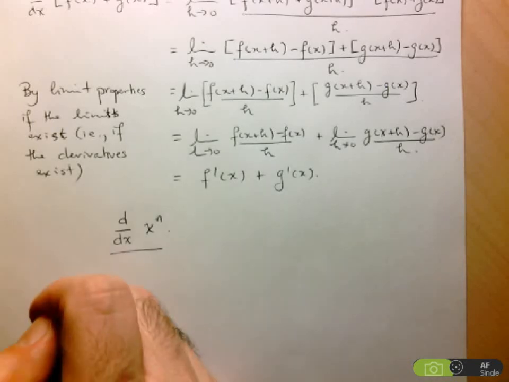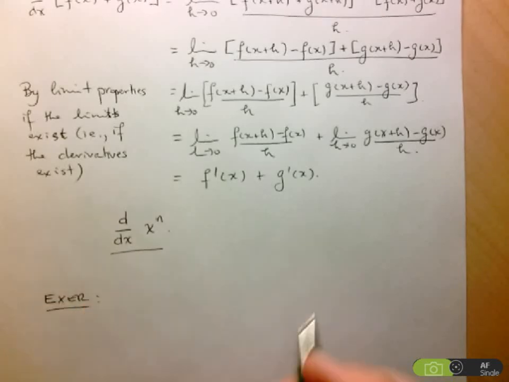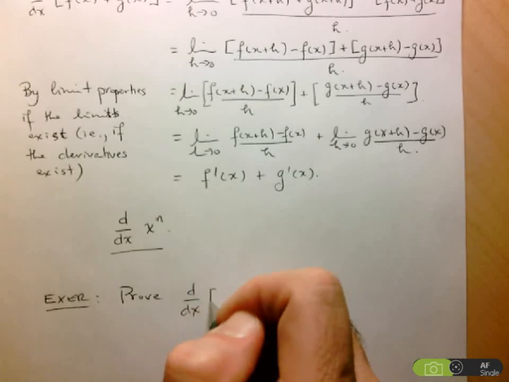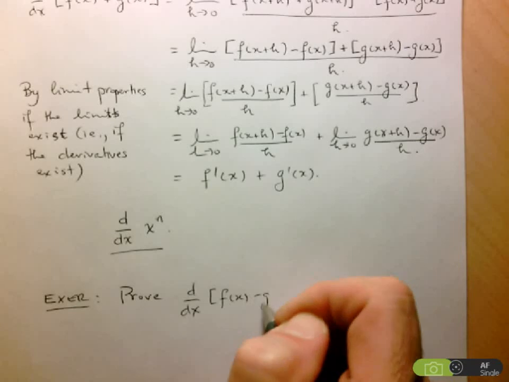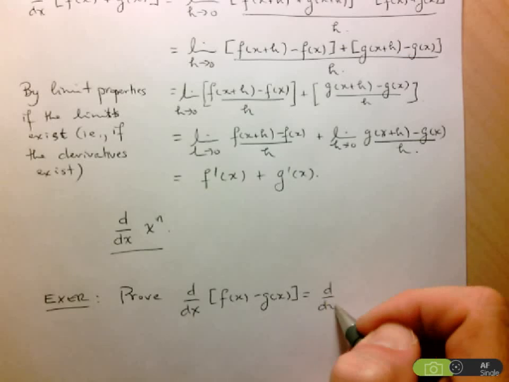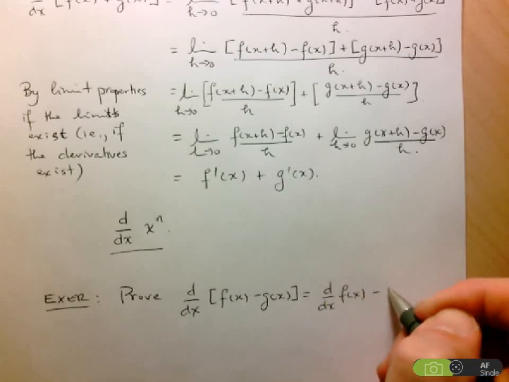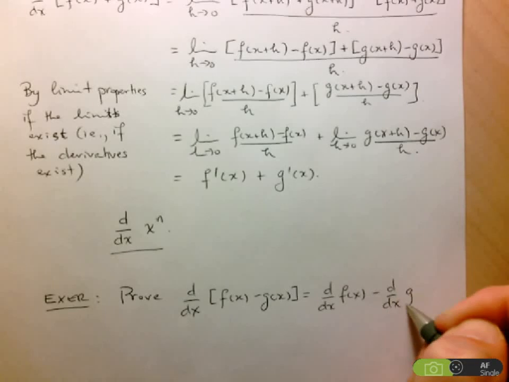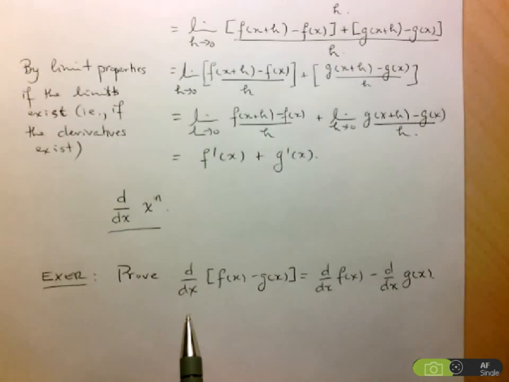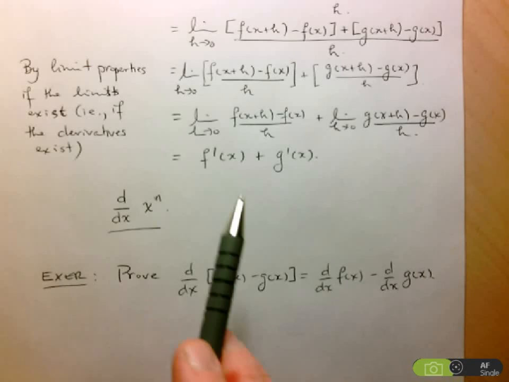Okay, so what you should be doing as an exercise here is proving that the derivative of the difference of two functions is equal to the difference of the individual derivatives. Since addition and subtraction are so closely related, it shouldn't be surprising that if this works for addition, it should also work for subtraction. So you should try to go through this proof, preferably without looking at the one we just did, but if you need to take a look, no problem.